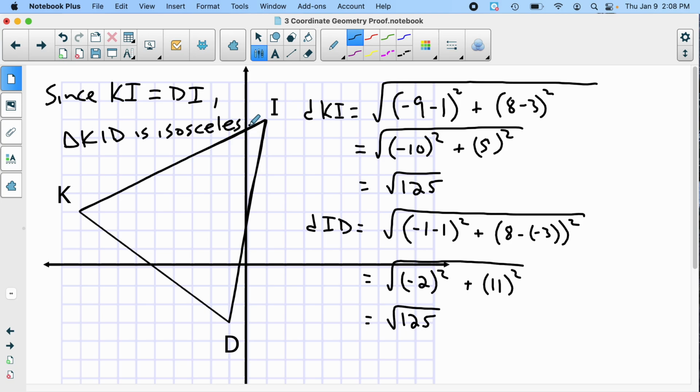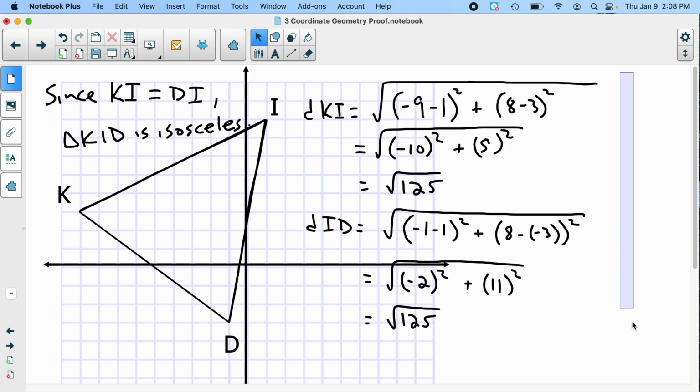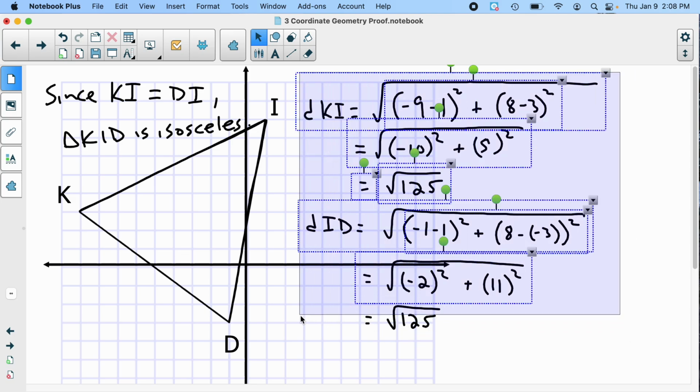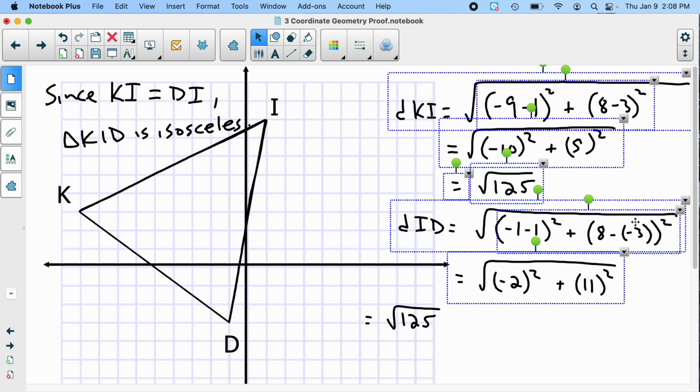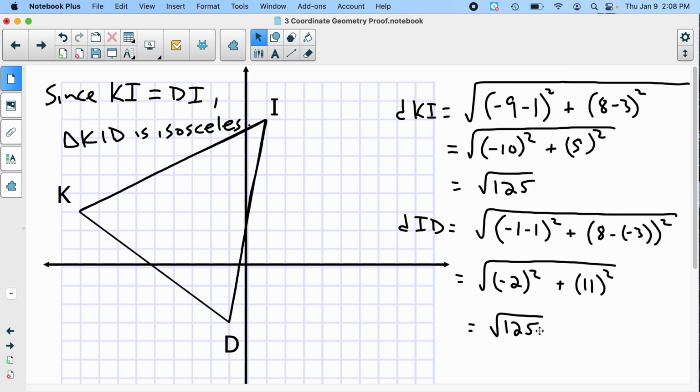Sounds good to me. What I actually want to do, just because I'm thinking ahead a little bit, if you don't mind, I'm going to grab all these things and slide them all over to the right a little bit. There we go. I'm going to need a little bit of room, and let's get that radical 125 over there too. Great. Okay, so let's keep going.